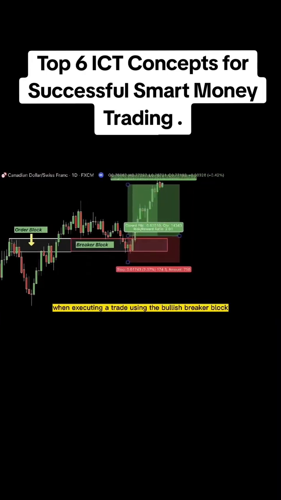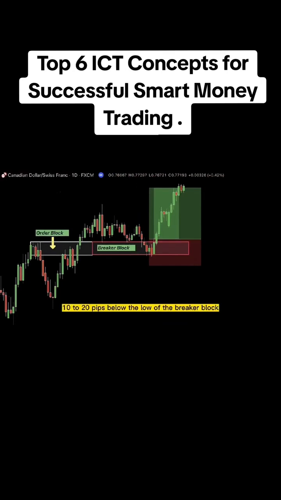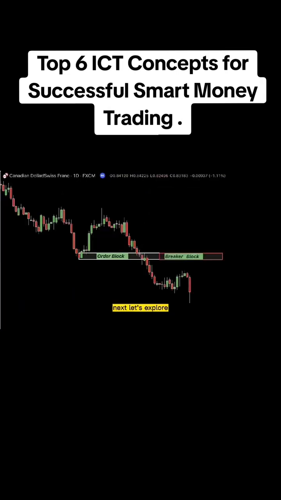When executing a trade using the bullish breaker block, it's advisable to place your stop loss 10 to 20 pips below the low of the breaker block to protect your trade in case the market retests lower levels. Next, let's explore the bearish breaker block trading strategy.